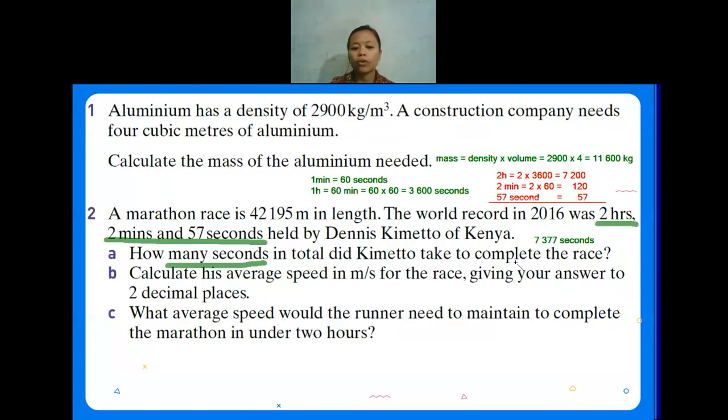Is there anyone who has any confusion so far? Maybe I talk too fast or anything? No? Okay, let us move to question B. Calculate his average speed in meters per second for the race, giving your answer to decimal places. So how do we find the speed? Total distance divided by total time. The total distance is 42,195, we divide by 7,377. Good job. How many will it be?